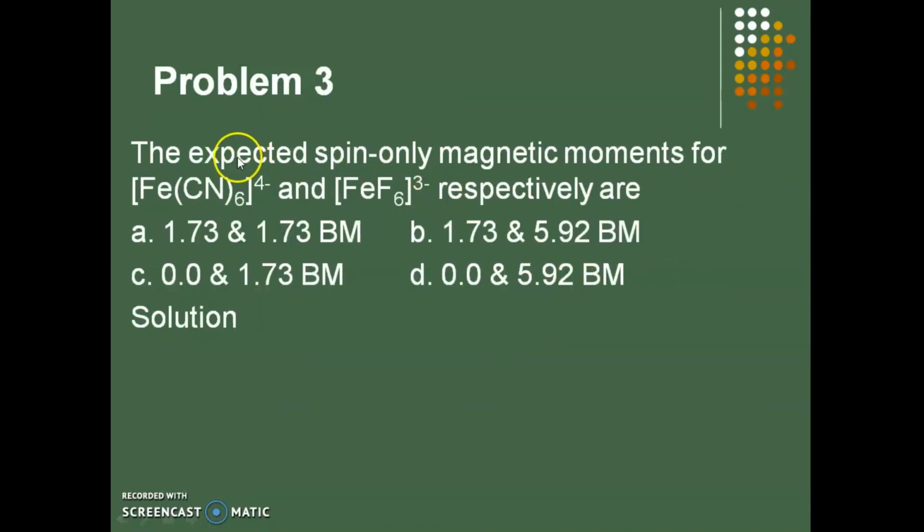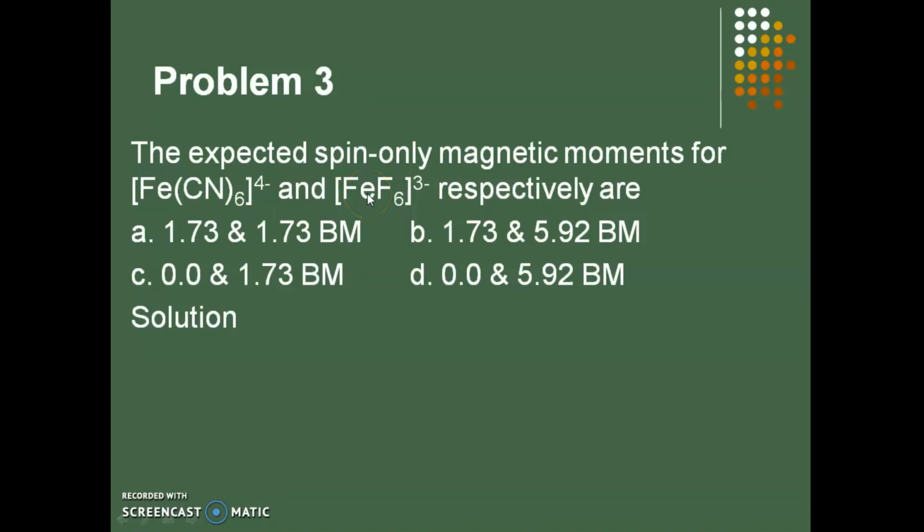The next one is: the expected spin only magnetic moments for the iron cyano complex and iron fluoro complex respectively are given here, right? So again, I'm not going to look into the options first. Now I'm just going to look into what is given in the question. The one given in the question is spin only magnetic moment. So that means mu spin only is calculated. For what? For the iron cyano complex. Now iron is in 2 plus oxidation state, and here iron is in 3 plus oxidation state.